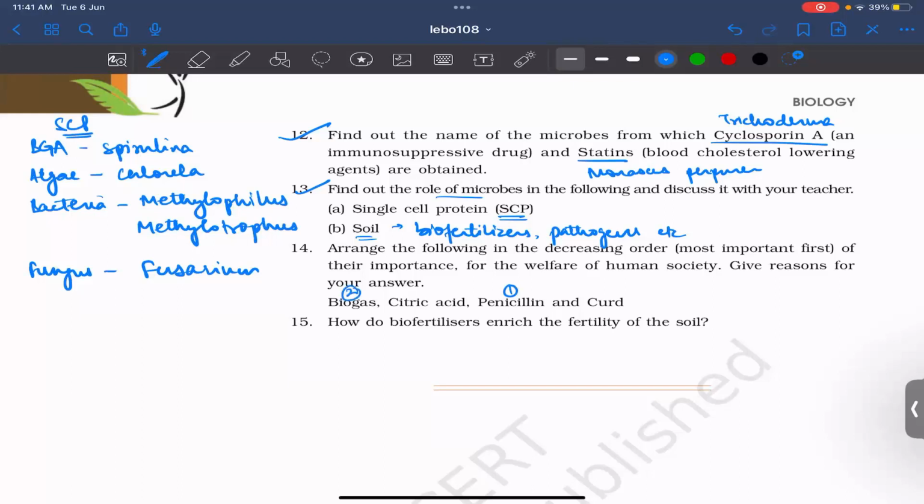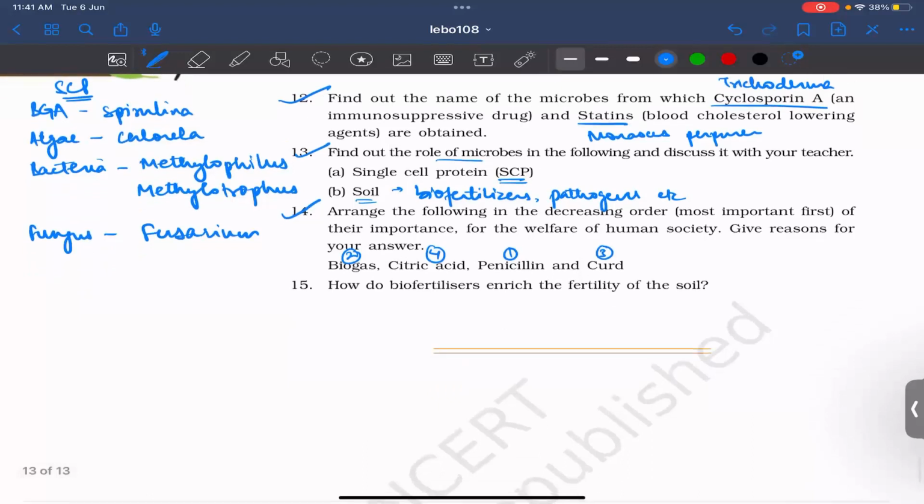Without fuel, nothing can be done. Obviously, everything is powered through it. And then third is the curd, which is our food product which we eat. And fourth is citric acid, which is used for preservation. It is just an order. You can also form an order on your basis, but there should be a logic to it.